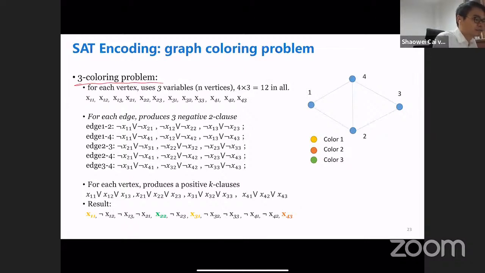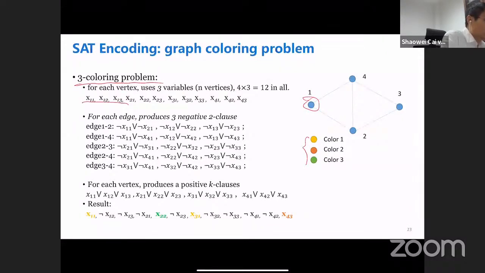with 3 colors. Now we need to use some variables for each node, because there are 3 colors. So we need 3 variables to decide which color it is finally assigned. X11 means that node 1 is assigned color 1. So if X11 is true, that means the first node is colored with color 1. So for this example, we have 12 variables in all.